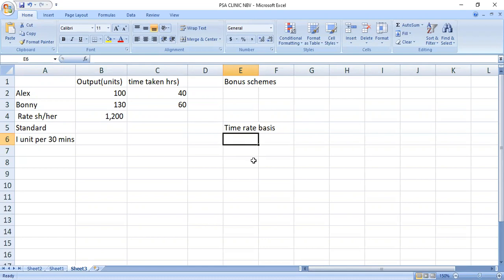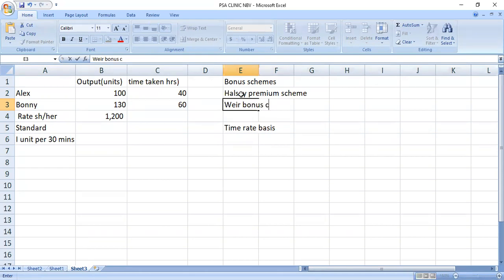So having said that, back to the bonus schemes. We have, I think it's called a premium scheme. That's one of the schemes. Then you have the Rowan bonus scheme. And then you have the other one.